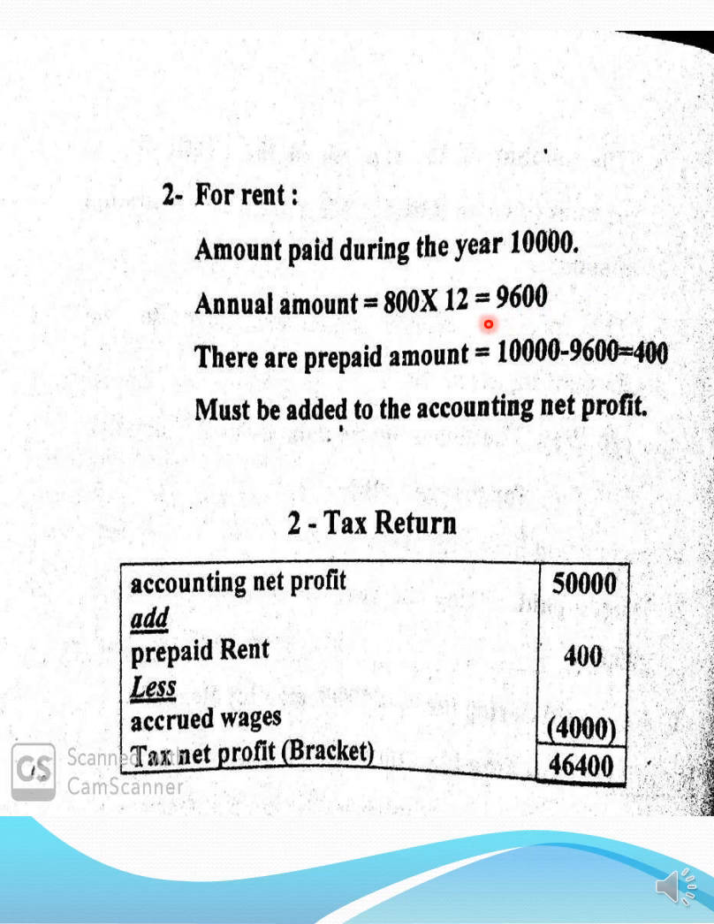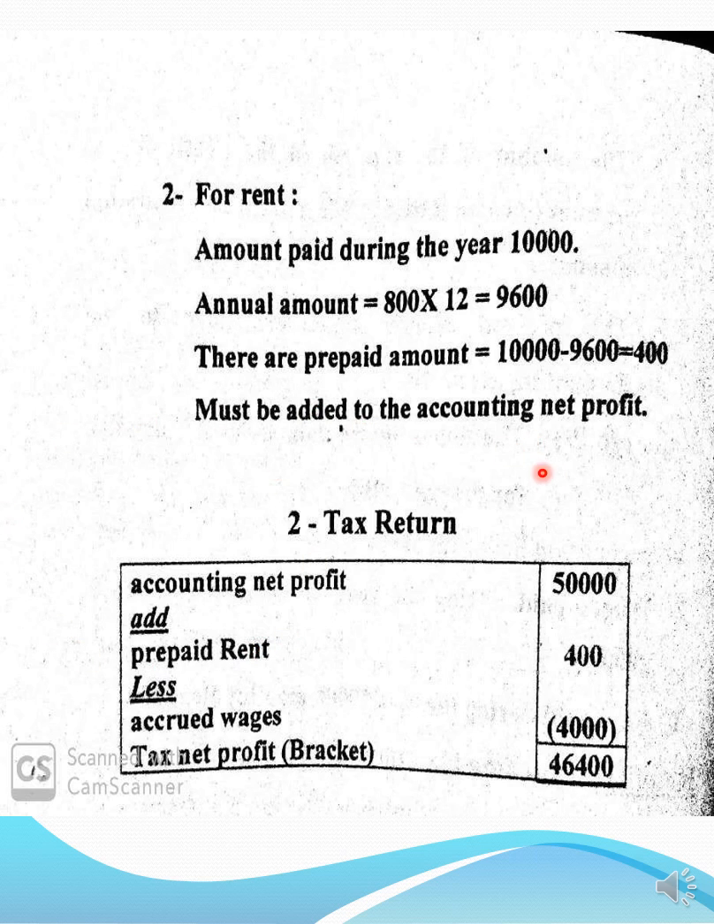So I'm going to say 10,000 minus 9,600 equal 400. يبقى أنا كنت المفروض أدفع 9,600 دفعت 10، يبقى الفرق 400. I'm going to add the difference to the accounting net profit. Why? Because it doesn't relate to this year.